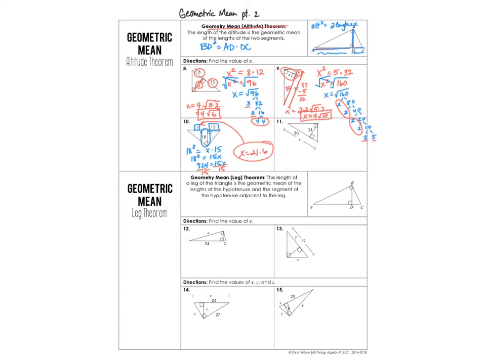Okay, now this one sets it up differently again. Okay, now pay close attention to what happens here. Let's just make this y, because we don't know what the actual number is, so we're going to make it y. So we know that 21 is our altitude, so our altitude squared equals our two pieces, 30 times y. Okay, so 21 squared is 441, and that equals 30y. So to get y by itself, you divide by 30.